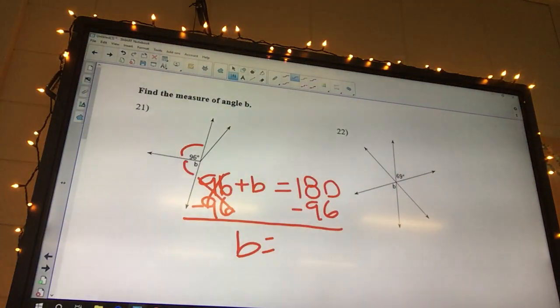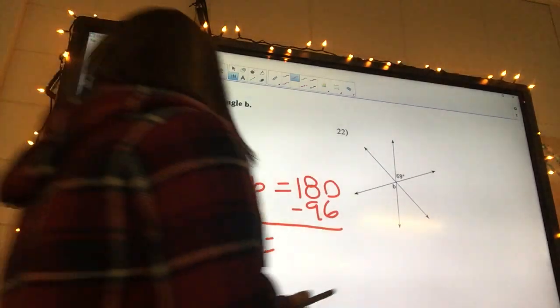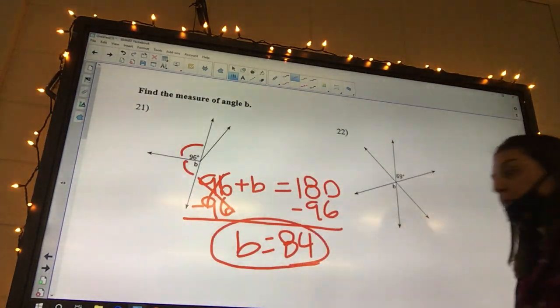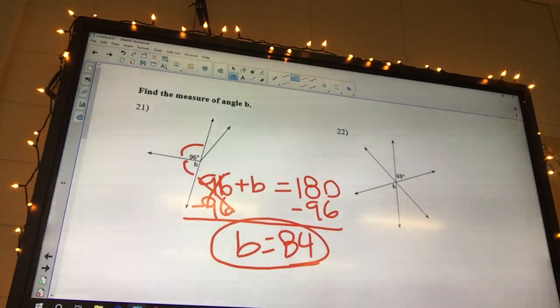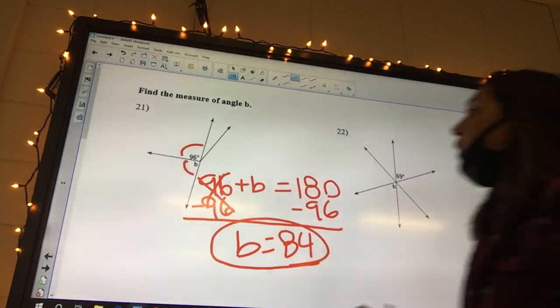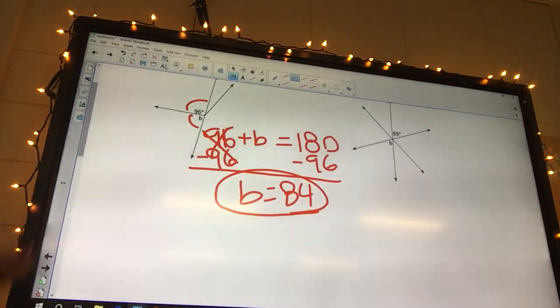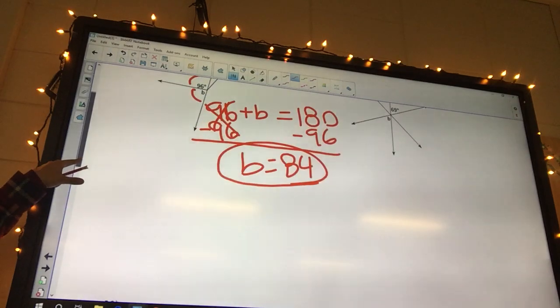Let me look it up. Yep, that's what I got too. Okay, so 84. We found the measure of angle B. Okay, so that one's done.